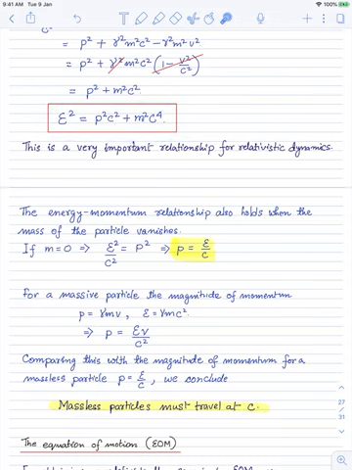then in that case I can see that the energy divided by c is the momentum. So a massless particle can also have momentum just by virtue of the fact that it has energy. Basically, this is a very interesting thing.